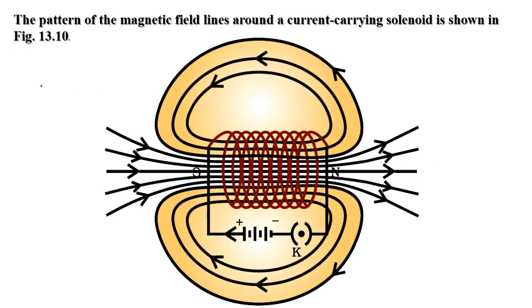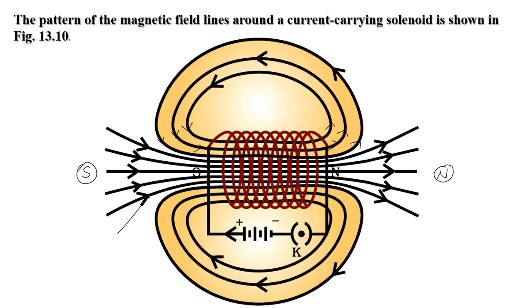Now over here, this is the actual pattern of magnetic field lines. In the solenoid, the left part is behaving like a south pole, and the right part is behaving like a north pole. As I told you in the previous example, the field lines are coming out of the north pole and entering the south pole outside, and inside it is from south pole to north pole. And the pattern is similar above the solenoid and below the solenoid.